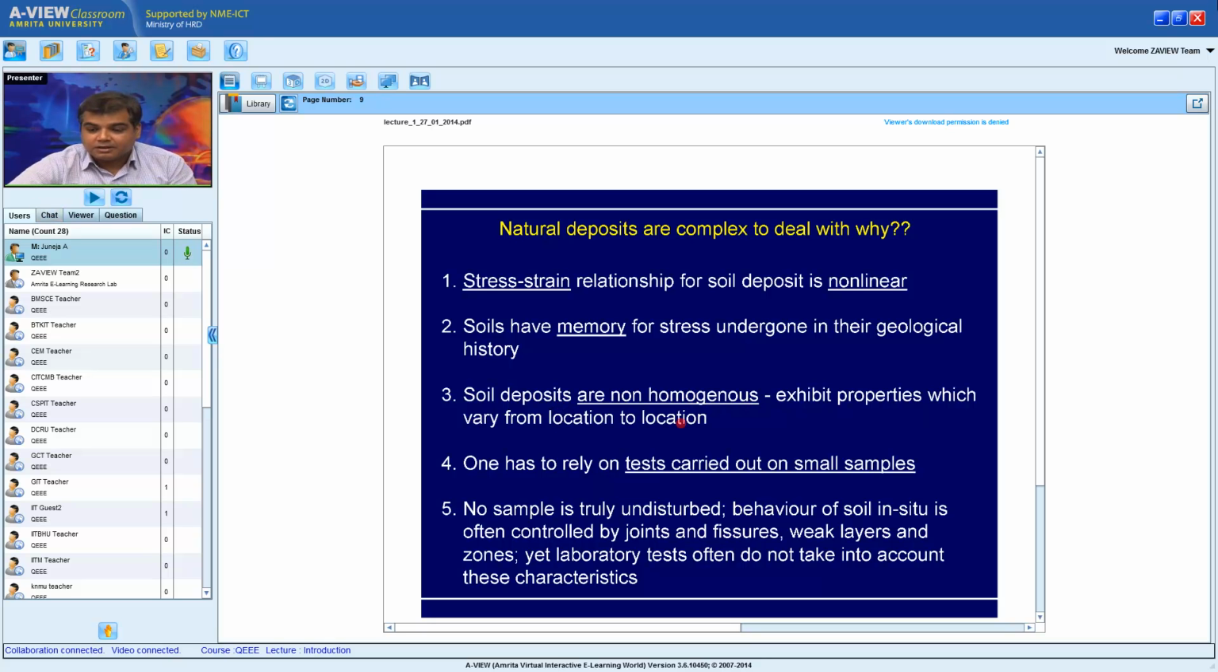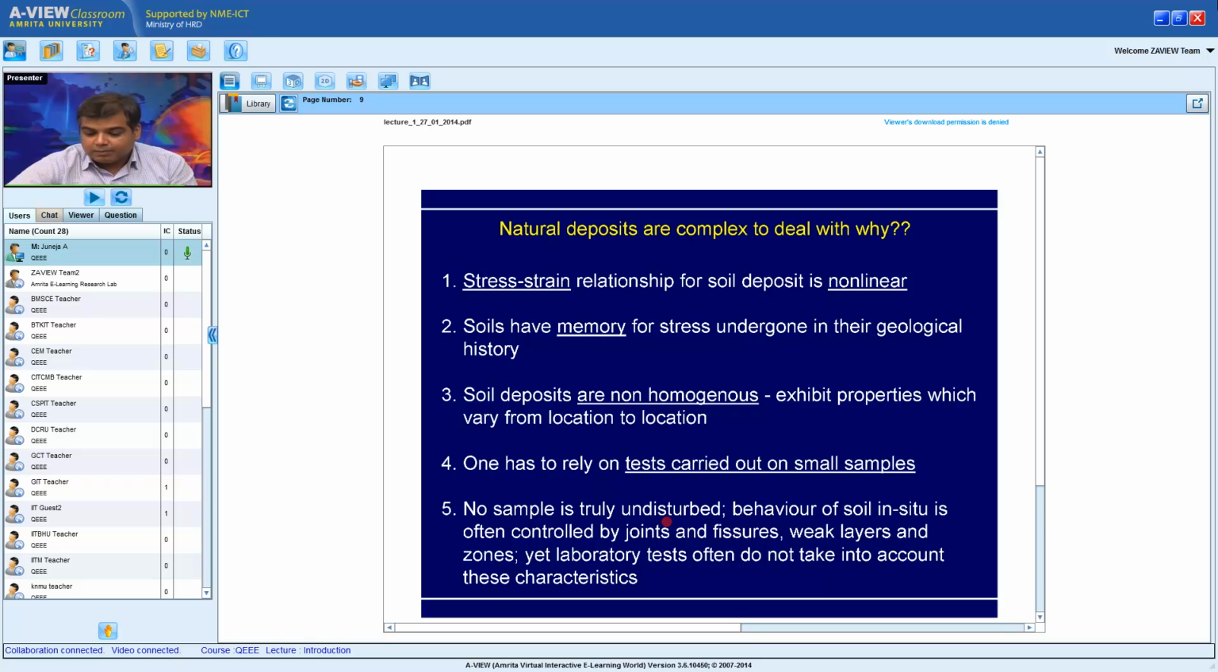We've just seen that from one location to another, soil varies. The fourth one is important. When we do laboratory tests on samples or field tests, in fact, we only test a small quantum of soil compared to the soil which exists at the site, which may be tremendous, which bears the load. So the tests which are carried out are only on small samples, only on small quantum.